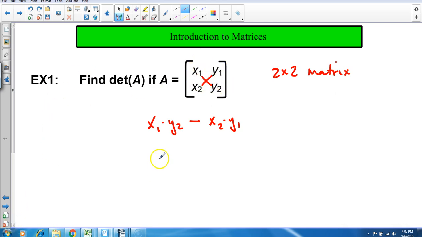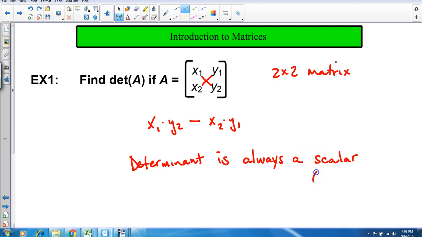One other little detail, guys, a determinant is always a scalar. It's always a number. It is always a number. All right, we'll look at different properties of what kinds of numbers are indicative of what kinds of situations, but the determinant is always a number and it's really the difference of products.